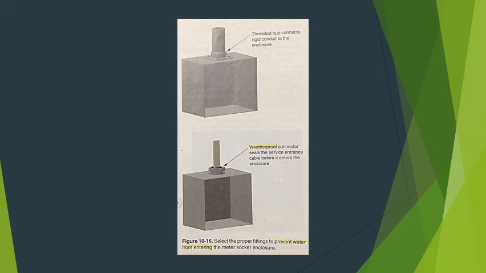Weatherproof connectors. Fittings called weatherproof connectors are used to connect service entrance cable to the meter enclosure when conduit is not used. One is shown in figure 10-16. The purpose of this fitting is to prevent moisture from entering the meter enclosure.